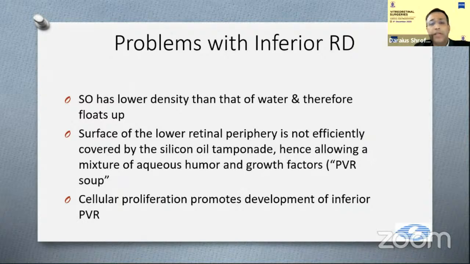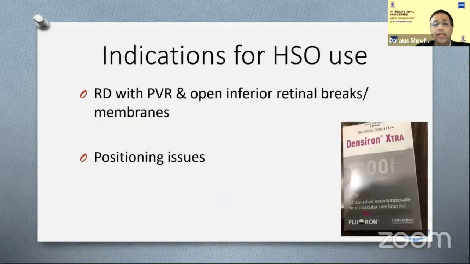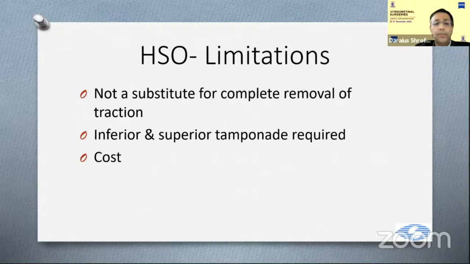And the problem with the inferior RD is normally the oil has lower density than water. It floats up and the surface of the lower retina periphery is not tamponaded well, which allows a mixture of aqueous and growth factors, which we call PVR soup, to accumulate. And this always promotes the development of inferior PVR and a recurrent inferior RD. So that's why for RDs with PVR and open inferior breaks or membranes, or patients who are elderly or children with positioning issues, this is a good option. But of course, it's not a substitute for an incomplete surgery, and the issue of cost and availability is there with this.